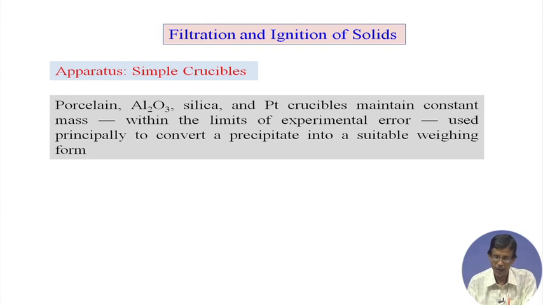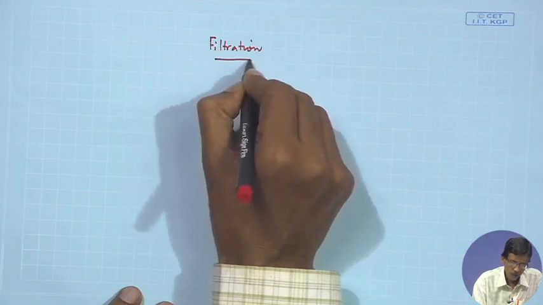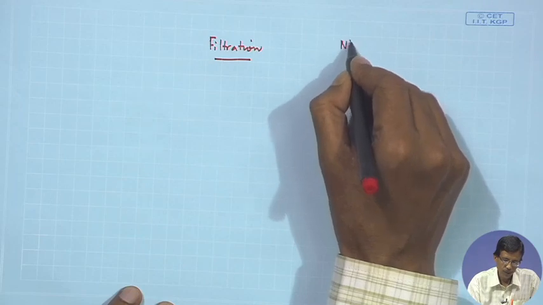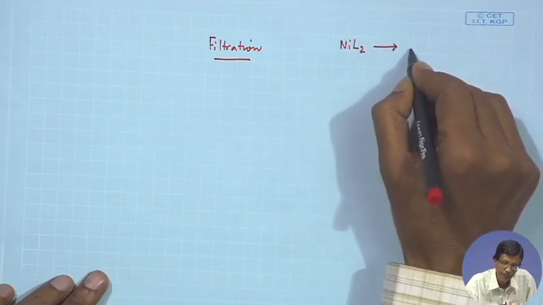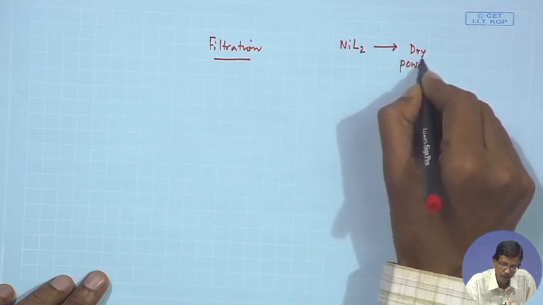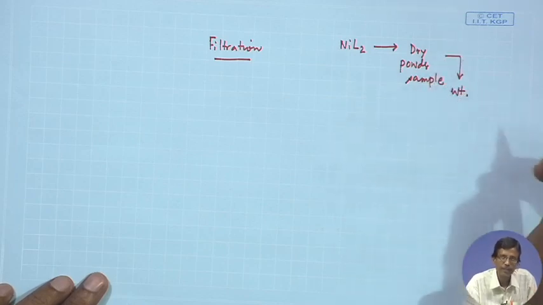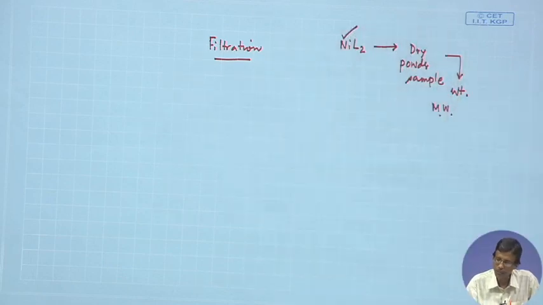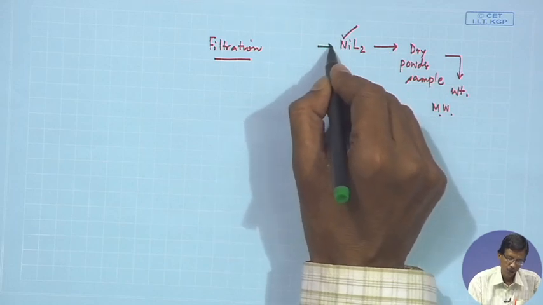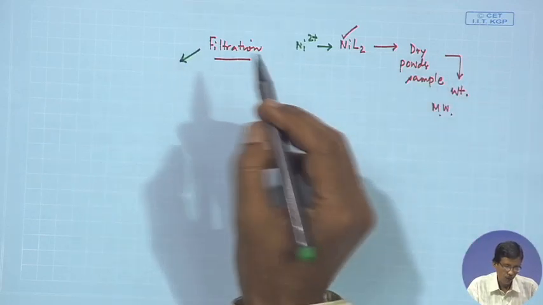So what does it mean basically, and how is it related to filtration? What we are looking for is that we should go for filtration, and as I told you just now, we can have NiL2, the nickel dimethyl glyoxime, in our hand, and we want to get a dry powder sample of this. If we are able to take the weight in a particular form, then by knowing the molecular weight of the complex, you can find out the amount of nickel present in the complex or the amount of nickel present in the original sample we are analyzing. Because filtration we are now tagging with ignition.